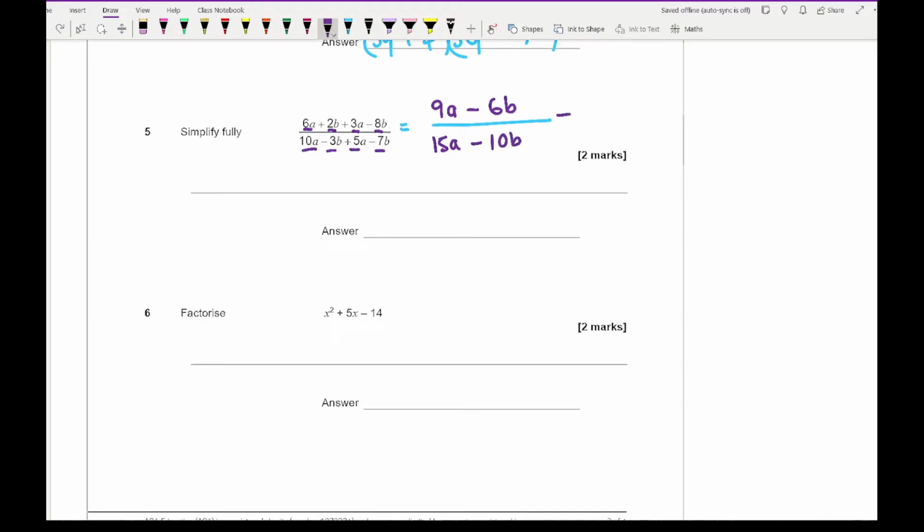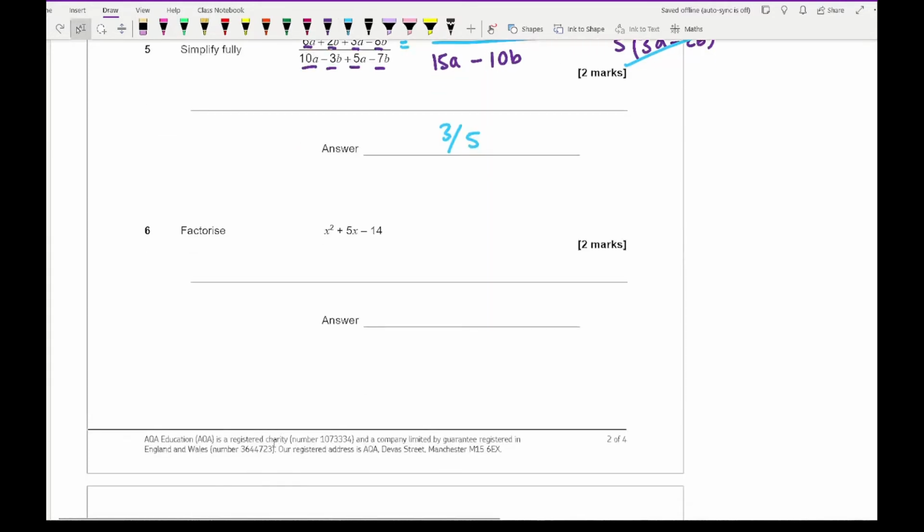Now from this, what we can then do is factorize. So I can take a 3 out from the top, so that gives me 3 brackets 3a plus 2b. Actually, that should be a minus. And there we go. And factorize the bottom, I can take a 5 out. And again, I've got 3a minus 2b, which then I can cancel the brackets out, leaving a final answer of 3/5.